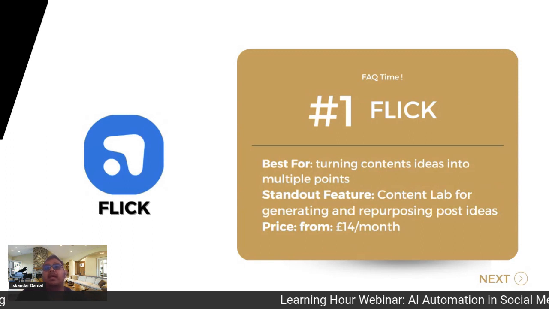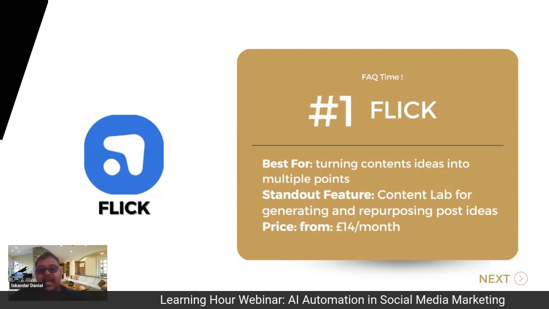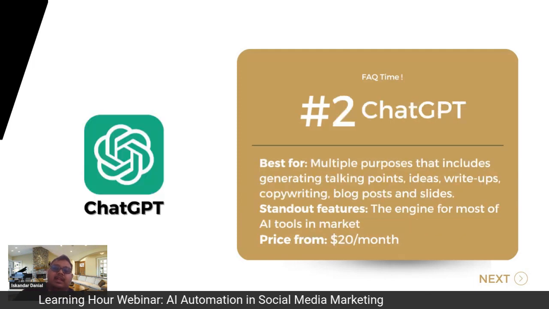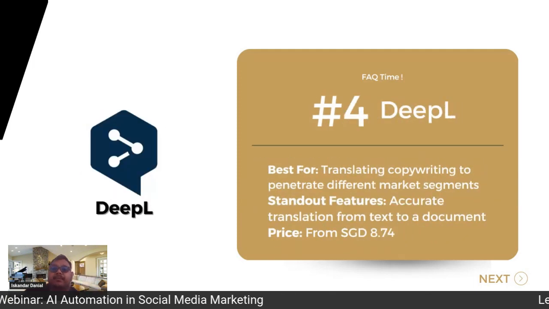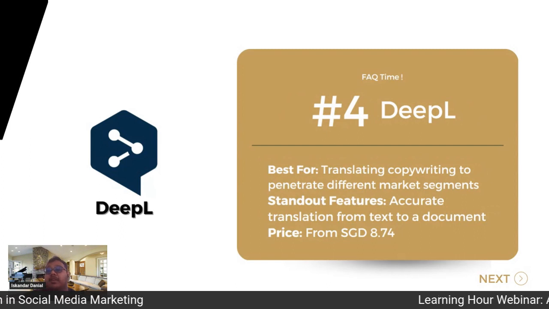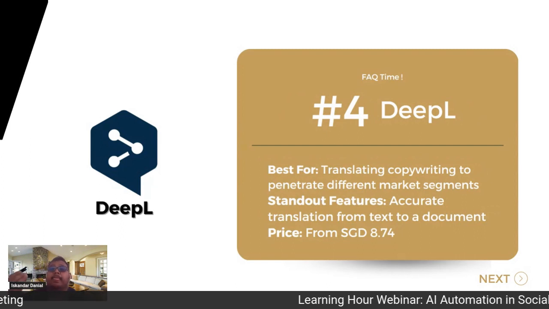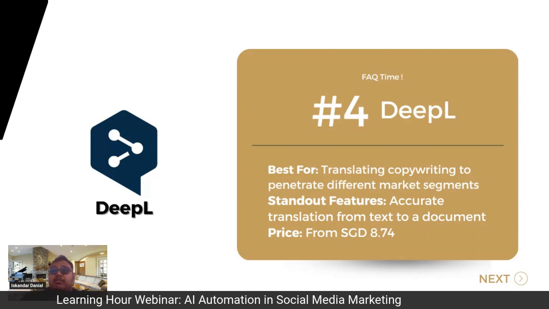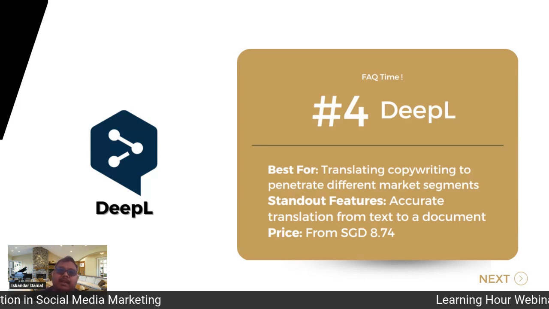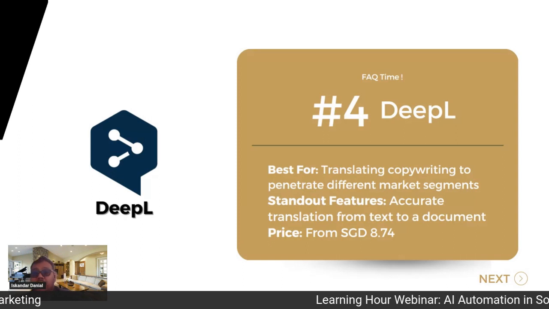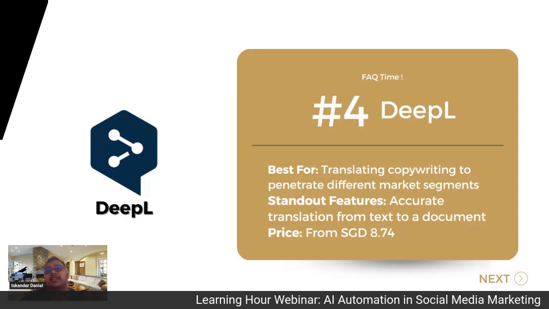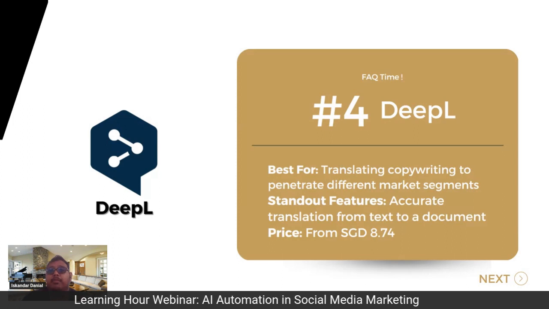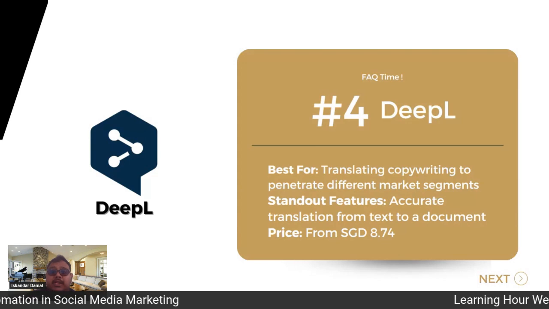And if you compare with getting another person who is highly skilled, let's take an example for DeepL. It's only 8.74 Sing dollars. And if you tend to hire someone who has the capability to translate from English or Malay to any other languages, it might cost you more than $8, right? So it saves you a lot of time and resources, and your team would be more efficient in terms of producing a better result for your social media marketing.